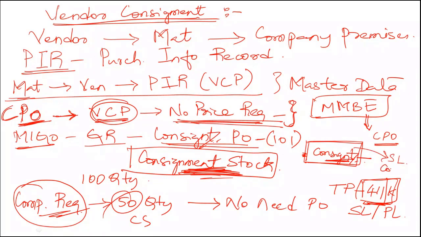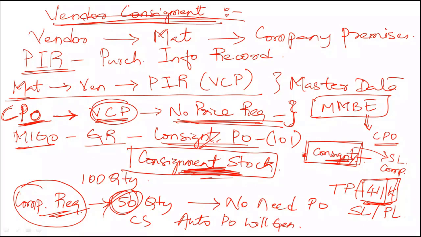Once the company consumes the quantity of 50 material, the automatic PO will generate. Auto PO will generate in this. In the interview, they may ask you to explain the vendor consignment. All these things you need to explain. Once again, I will show you in the PPT. So the auto PO will generate.